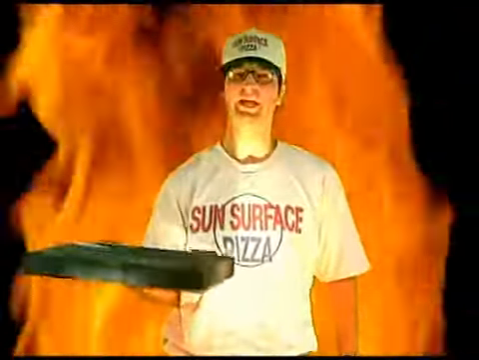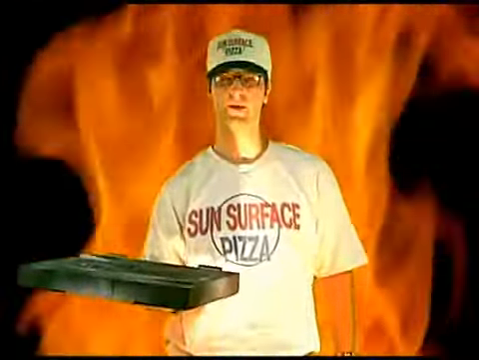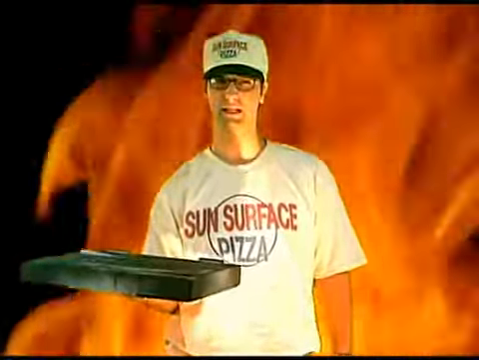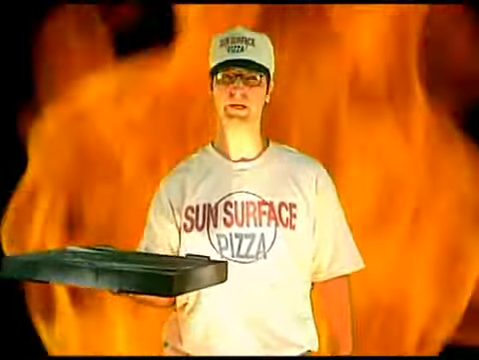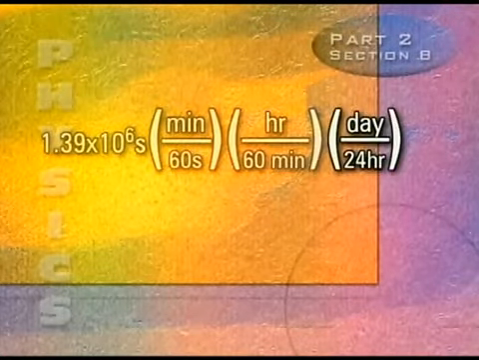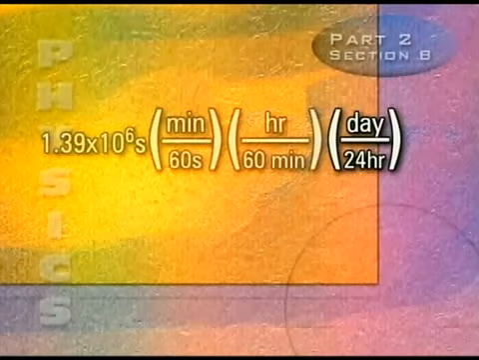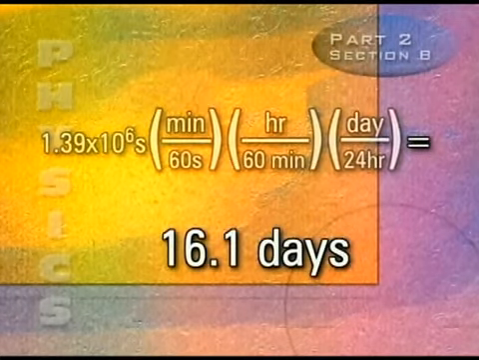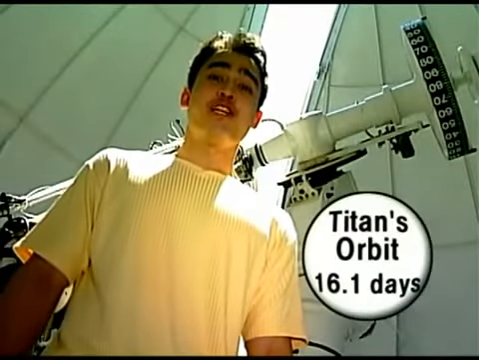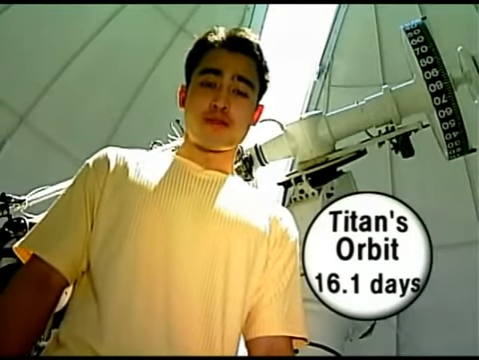But wait, we're not done yet. We just found out Titan's period, 1.39 times 10 to the 6 seconds. But the problem asks for us to find Titan's period in days. Okay, we know that Titan's period is 1.39 times 10 to the 6 seconds. There are 60 seconds in 1 minute, 60 minutes in 1 hour, and 24 hours in 1 day. So, in order to convert 1.39 times 10 to the 6 seconds into days, multiply by all the ratios, and we get 16.1 days. So it takes Titan 16.1 days to make one orbit around Saturn.